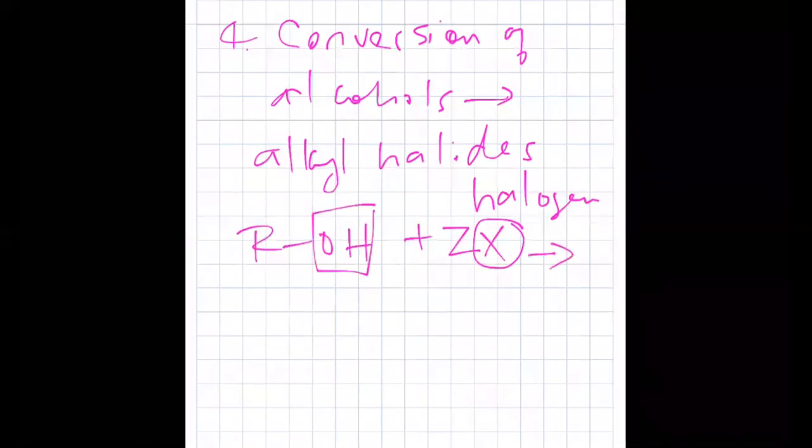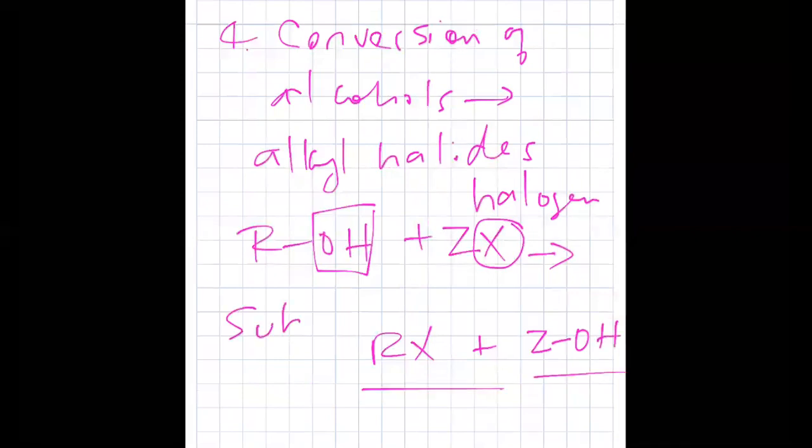So you end up with RX plus ZOH. Right, so it's a substitution. Right, so those are the last two methods that we talked about. Those are going to be the methods that we're going to dive into. All right, any questions about anything so far?